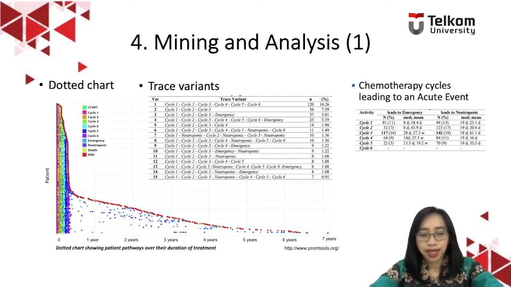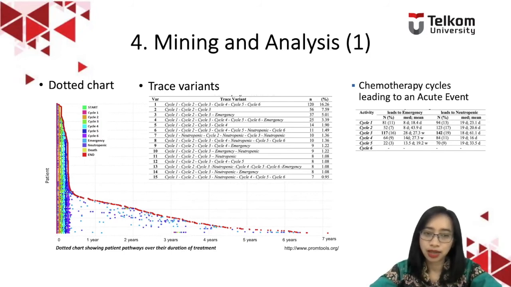For the mining and analysis, we got some results. The first one, on the left side, is the dotted chart, which can show which patients have completed cycle 1 to cycle 6, which is the middle part. And then we can also see on the top part that some patients cannot continue the cycles until cycle 6. Some of them have to stop in the middle of the chemotherapy.